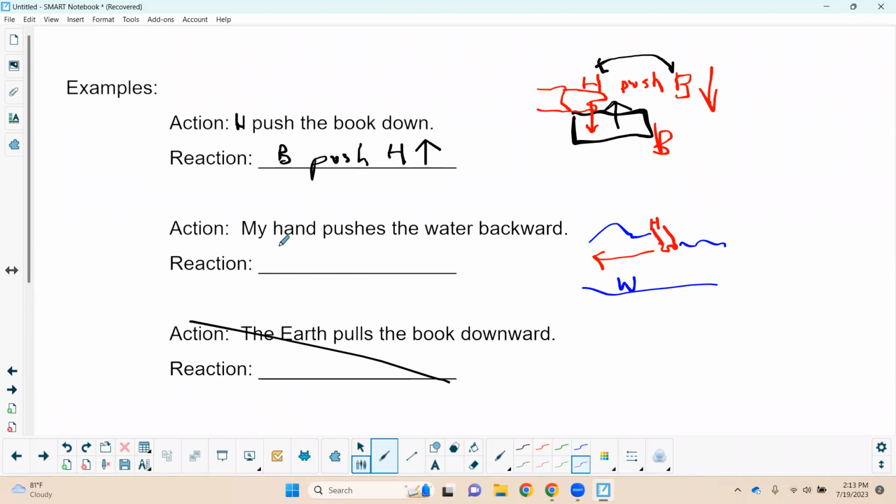The reaction to that would be the water pushes the hand. And if backward was the original direction, it would be forward for the reaction's direction. So the water pushes on the hand with the same amount of force going the opposite way. All right, so that is it. That's all you have to do with those, and that's how they work.